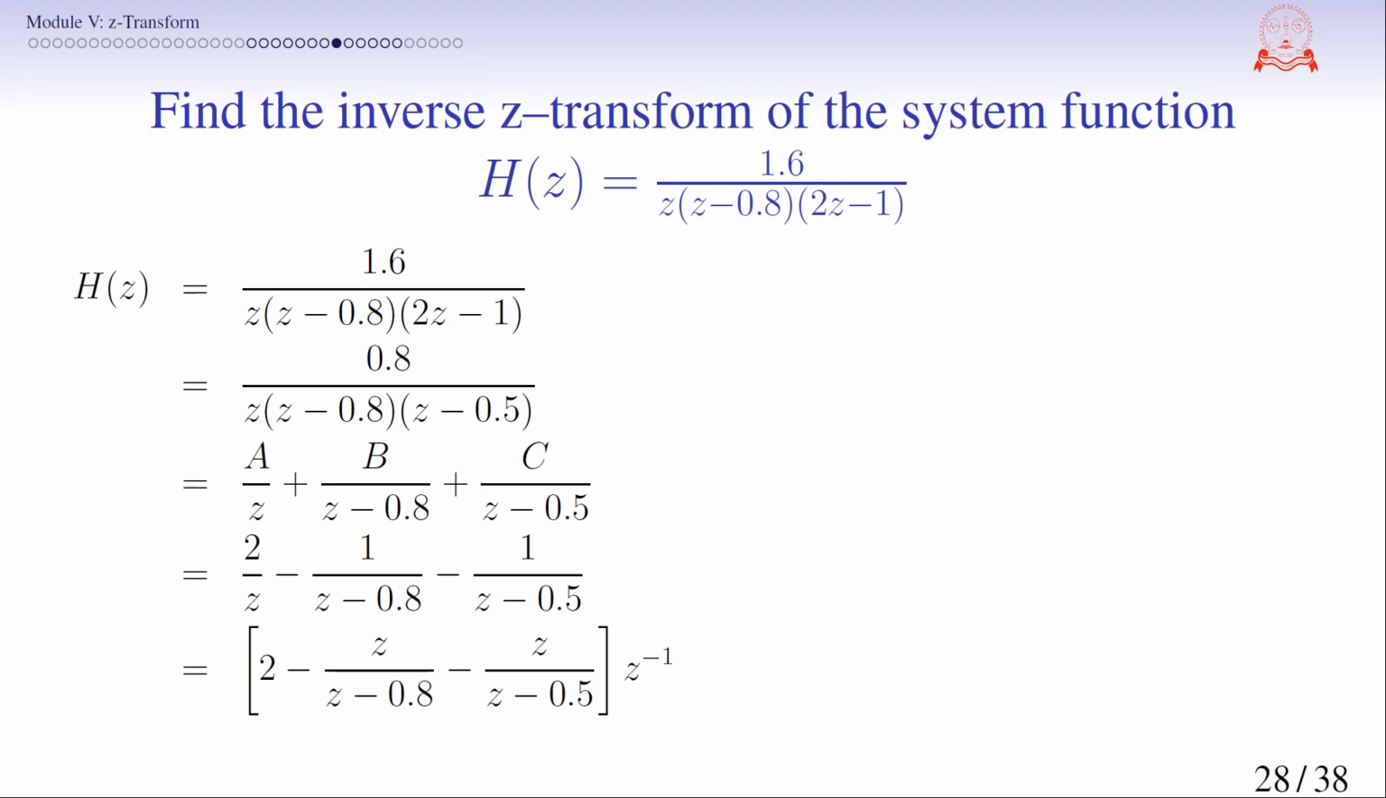So H(z) equals 2 by z minus 1 upon (z minus 0.8) minus 1 upon (z minus 0.5). Looking at the list of Z pairs, we see that the terms on the right hand side of the equation are not ready for the inverse Z transform. So we rearrange them in such a way that H(z) equals 2 by z minus 1 upon z minus 0.